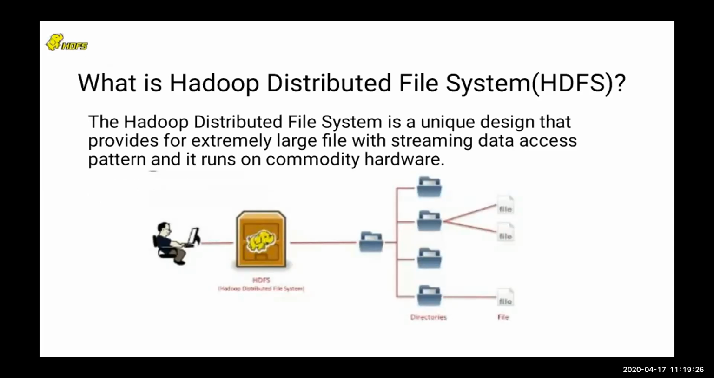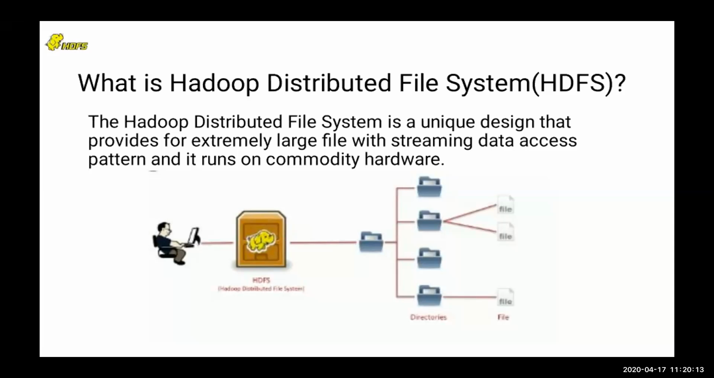What is HDFS? Here is the formal or technical definition given to Hadoop Distributed File System. The Hadoop Distributed File System is a unique design that provides for extremely large files with a streaming data access pattern, and it runs on commodity hardware. Here, the technical terms are extremely large files, streaming data access pattern, and commodity hardware. Let us elaborate these terms. First, extremely large files.